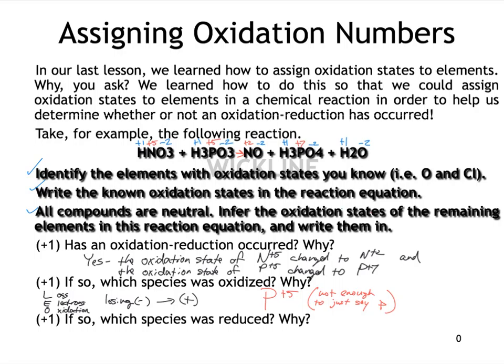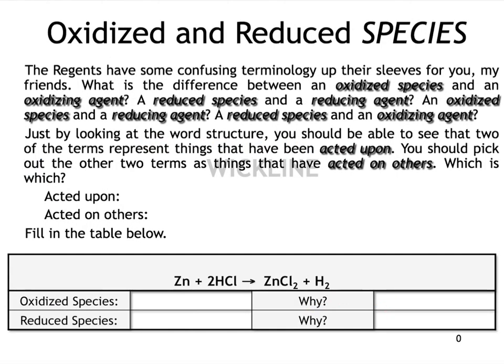Okay, now I already said which species was reduced, but I did it on the sly. I noticed that nitrogen was 5 to start, but at the end it's 2. So that means that the species that was reduced is nitrogen 5, because it was reduced to a nitrogen 2 later on. So on this slide, I'm going to make sure we can really nail down the definition for oxidized and reduced species, because on the next slide, I'm going to teach you about oxidizing and reducing agents. It's basically an issue of what is acted upon by another thing and what is acting on the other thing.